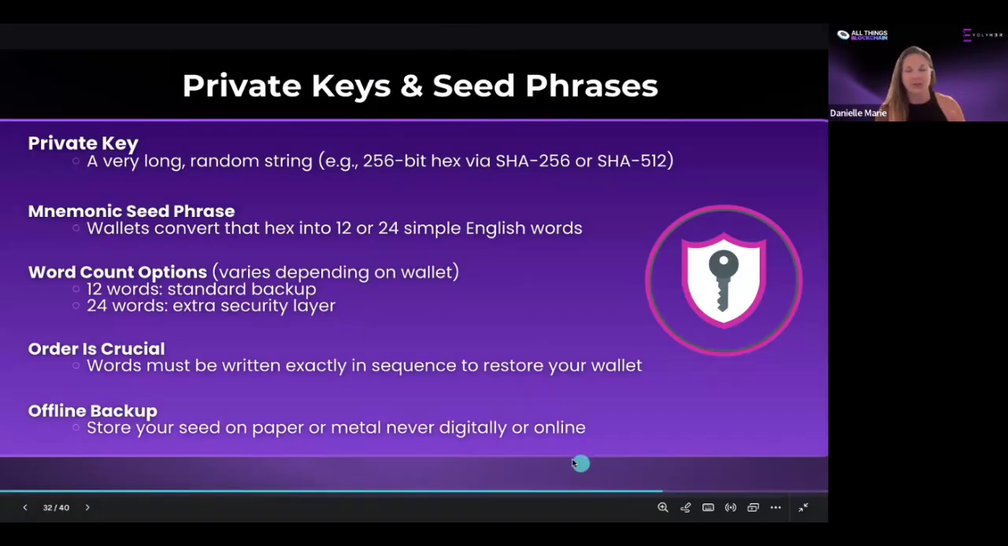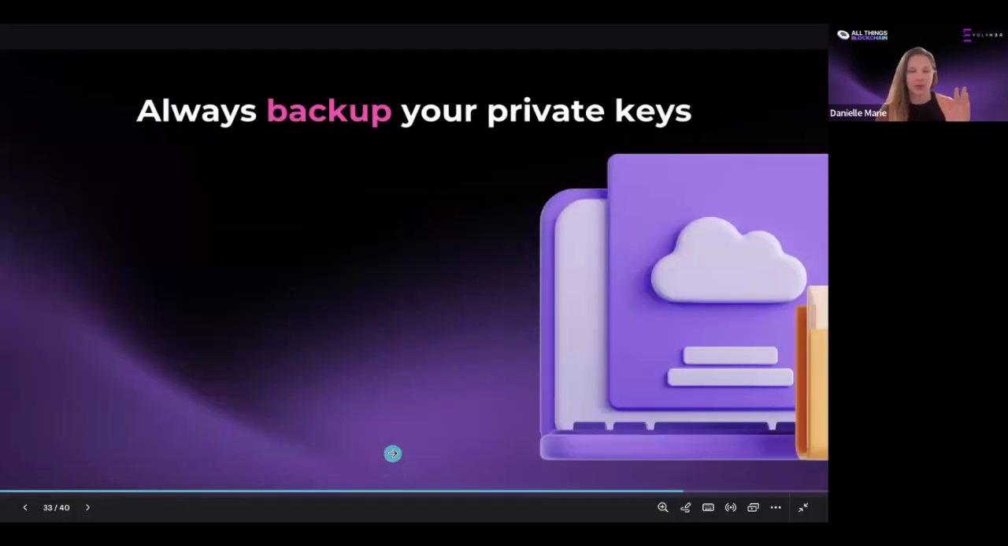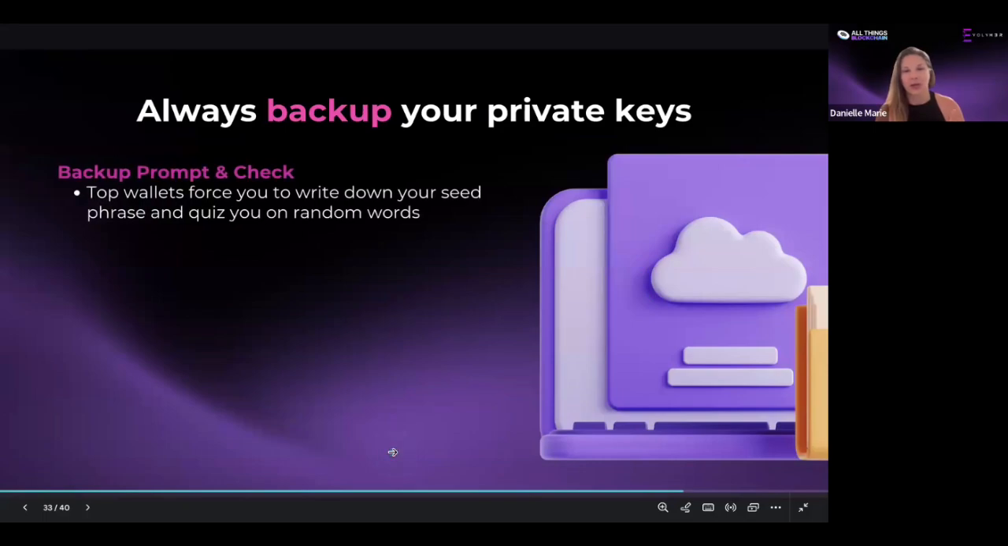I keep hearing of people's accounts being compromised, and they'll store them on their computer somewhere, and I'm just like, never store them online. And we've got some tips that we're going to jump through here to wrap up this session. Always back up your private keys, okay?